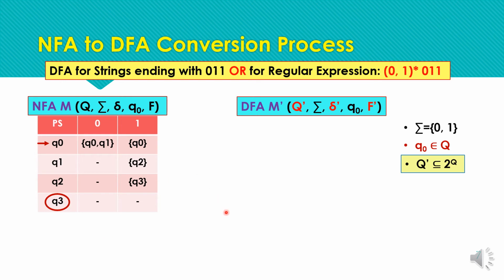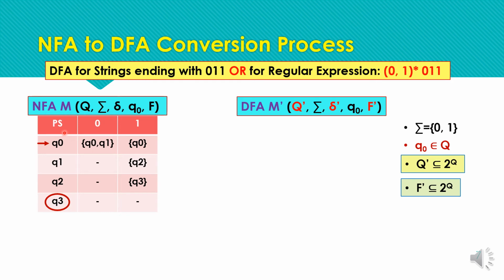Means we have to find out the Q dash, this set, that is the subset of power set of states of NFA. Next we need to find out the set of final states for the equivalent DFA, that is also a subset of the power set of states of the given NFA.